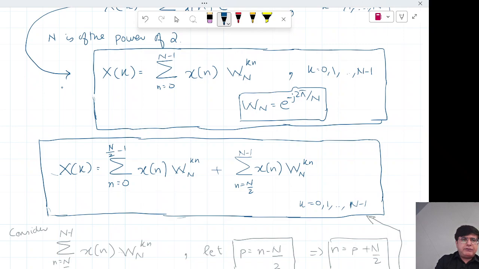For example, if you have a sequence 0 plus 1 plus 2 plus 3 plus 4 plus 5, you can combine these together and these together, and then you add them. It doesn't make any difference.